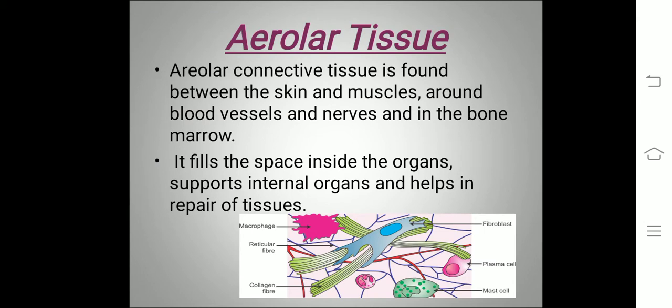Areolar tissue. Areolar connective tissue is found between the skin and muscles, around blood vessels and nerves, and in the bone marrow. It fills the space inside the organs, supports internal organs, and helps in the repair of tissues.